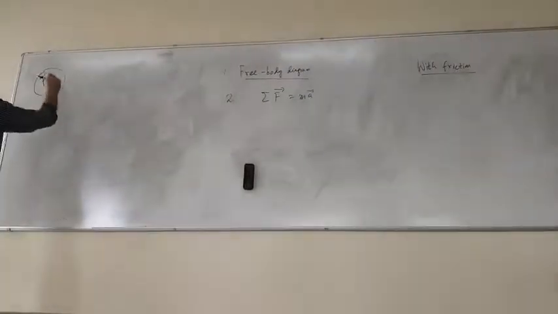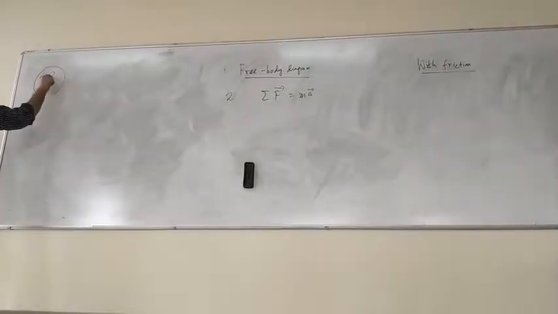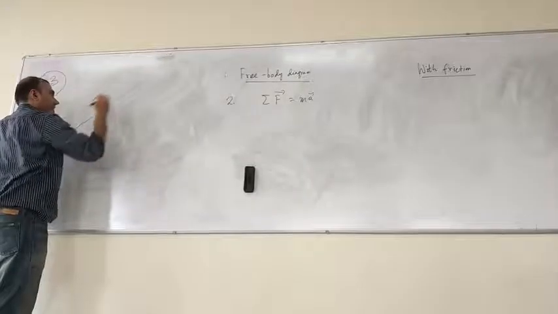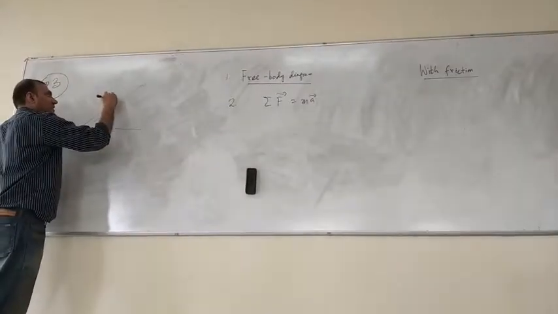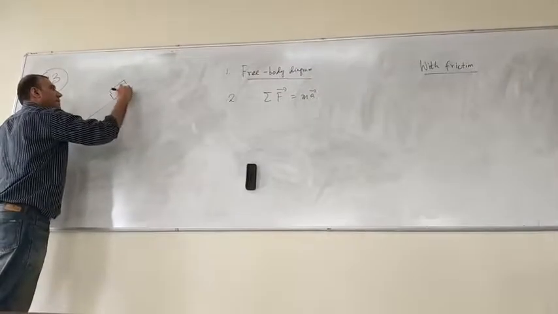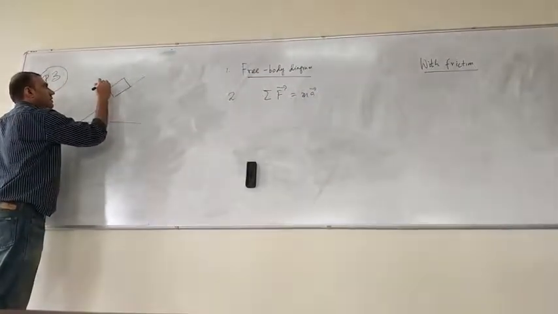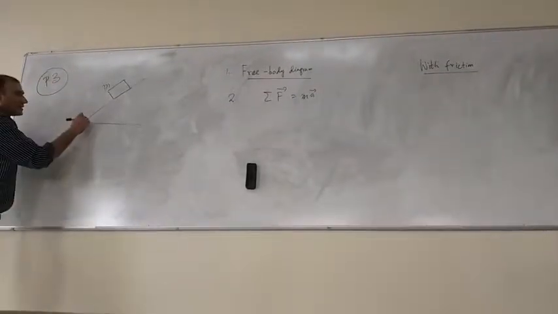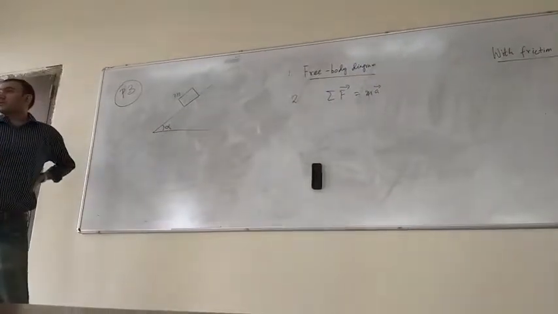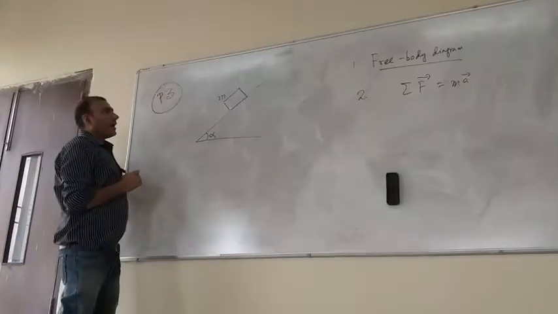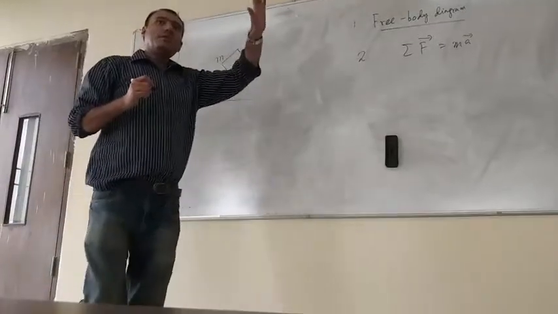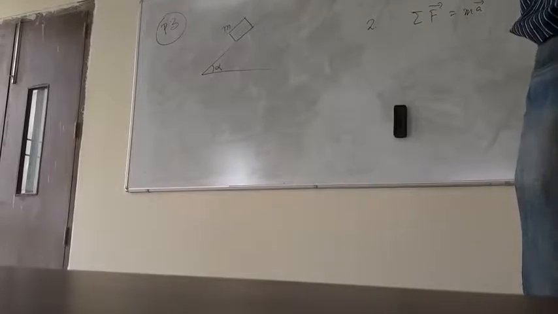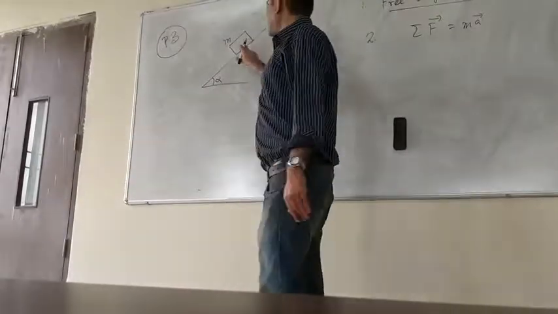Okay, so now let's consider this problem here. Let's say this is problem number 3. You have an inclined plane on which is resting this mass m. And this incline is making an angle alpha with respect to the horizontal. And in the first situation, let's consider again the case, like in problem 2, without friction.